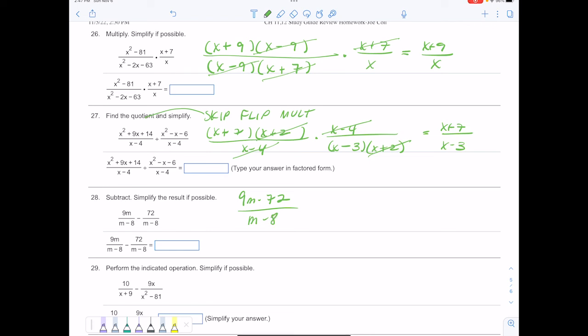We're also asked to simplify if possible. So in the numerator, I can factor a 9 out. It's my greatest common factor. 9m divided by 9 is just m. Negative 72 divided by 9 is negative 8. And in the denominator, I also have an m minus 8. The m minus 8s will cancel, and all you're left with is 9 for your final answer.